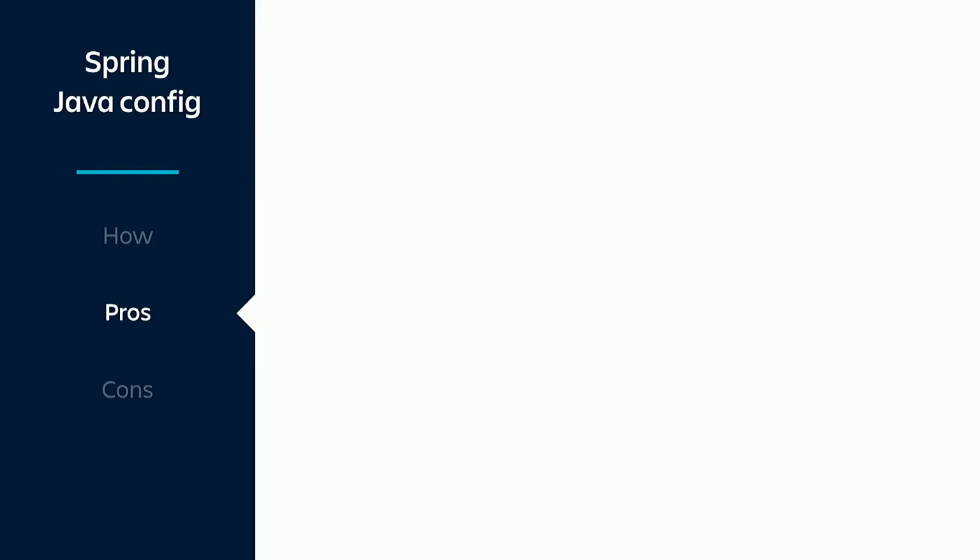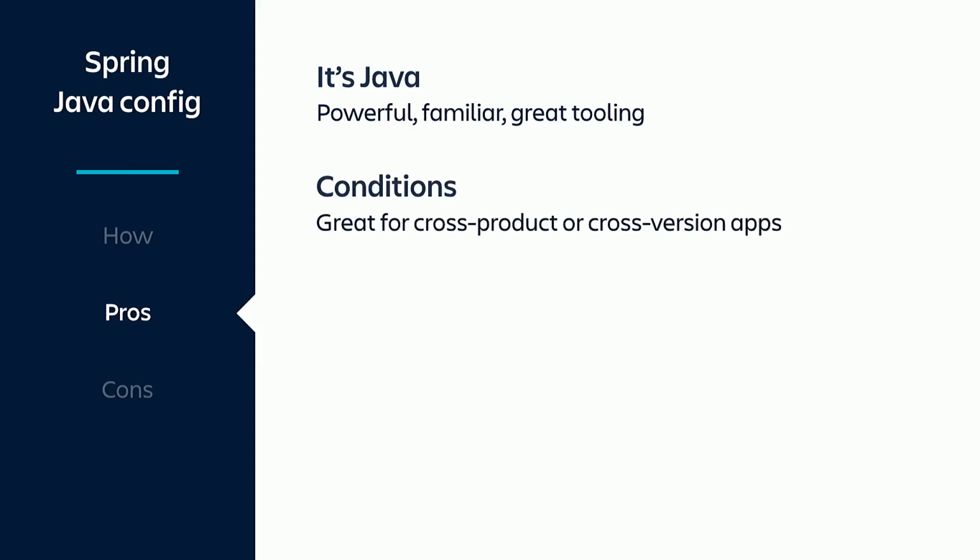Okay, so what are some of the upsides of this approach? Well, firstly, it's Java code, right? So it's super powerful. It's a 4th generation language. You can do whatever you like. It's instantly familiar because we all know Java. That's why we're here. And the tooling is obviously superb around Java, whatever IDE or editor you're using.